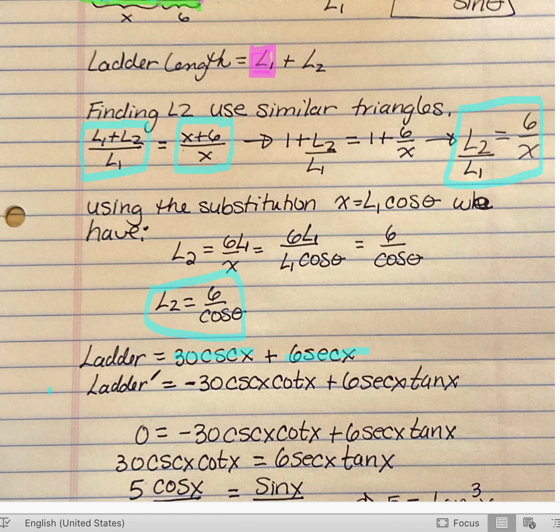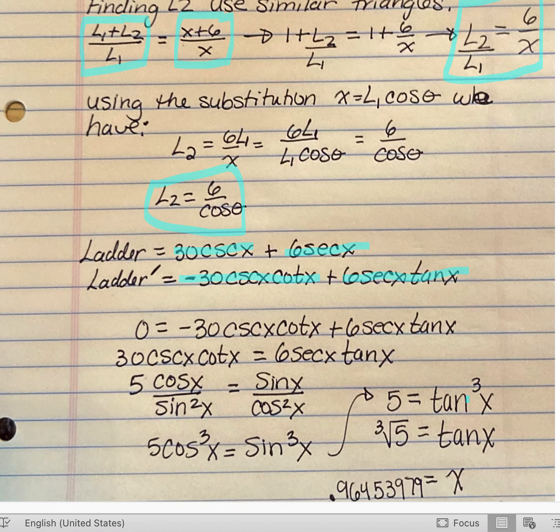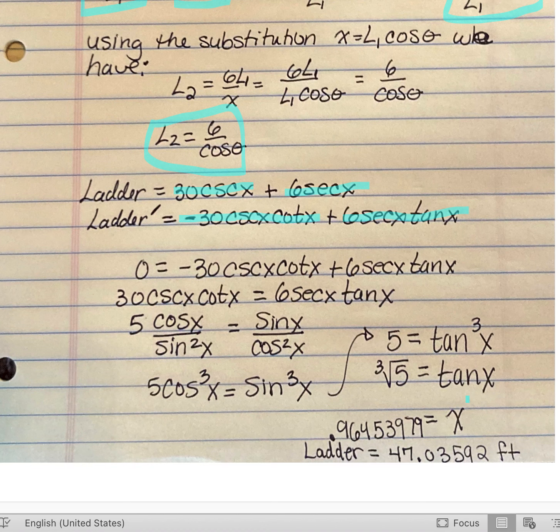And so when I took the derivative of our ladder function, I got negative 30 cosecant cotangent plus 6 secant tangent x. And now to find the minimum value, I have to set this equal to 0 and solve for x.